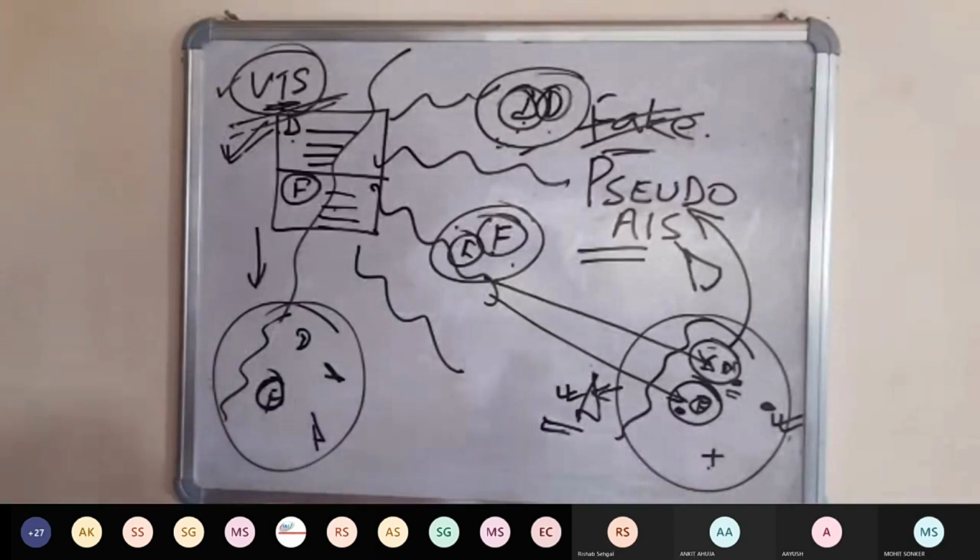AIS symbols are also there, like in ARPA we have symbols: target being tracked, target under scan, sleeping target, all that. So there are also symbols used in case of AIS.